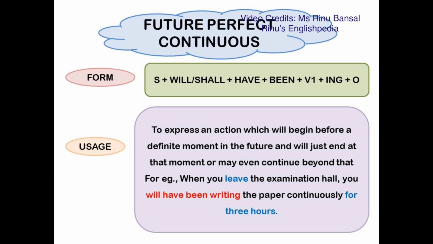Finally, the form of the future perfect continuous tense is subject plus will or shall plus have plus been plus first form of the verb plus ing plus the object. It is used to express an action which will begin before a definite moment in the future and will just end at that moment or may even continue beyond that moment. For example, when you leave the examination hall, you will have been writing the paper continuously for 3 hours.